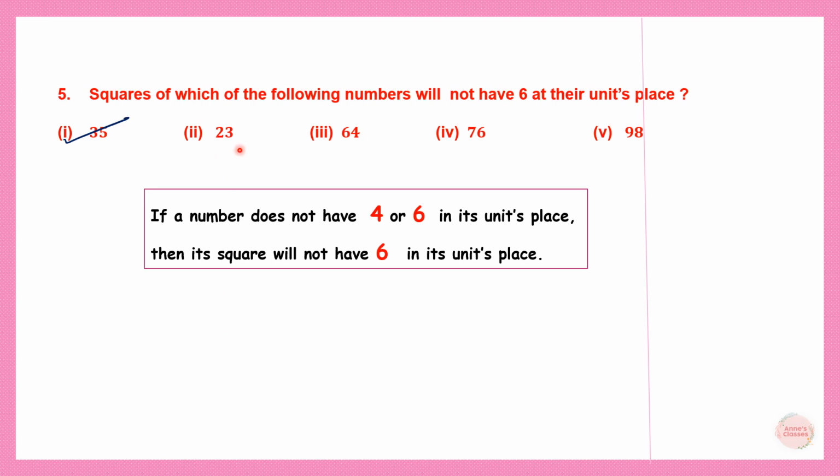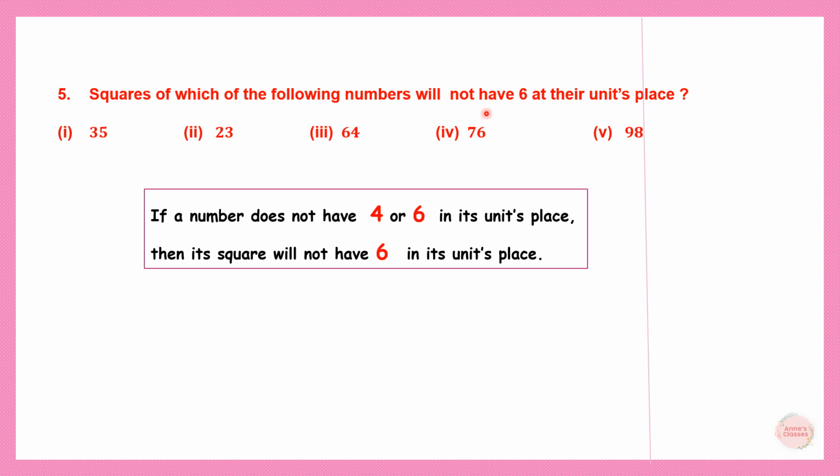Next one is 23. In the units place we have 3. It is not 4 or 6. So this will not have 6 as its square. So that's the answer. Next one here, the units digit is 4. That means the square will be 6. Here the units digit is 6. That means the square will be 6. Here the units digit is 8. That means the square will not be 6. So again, this is the answer: first, second and the fifth ones.